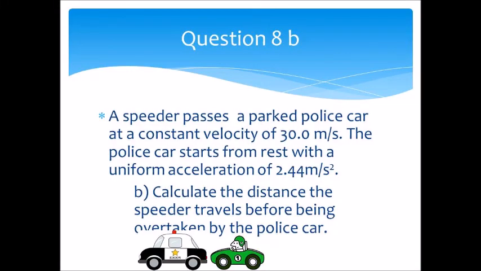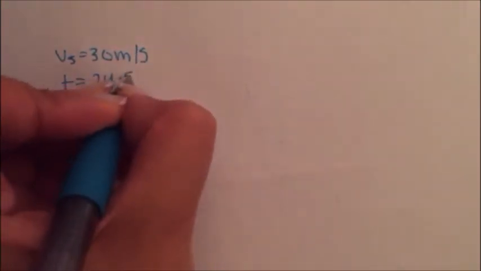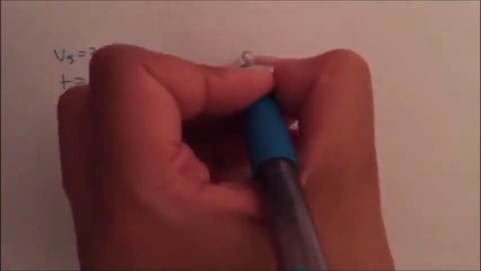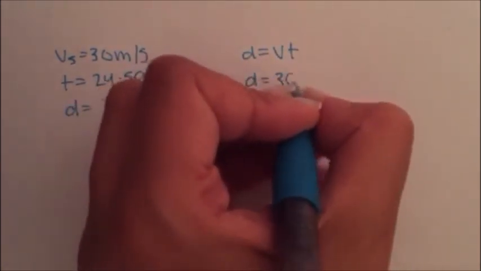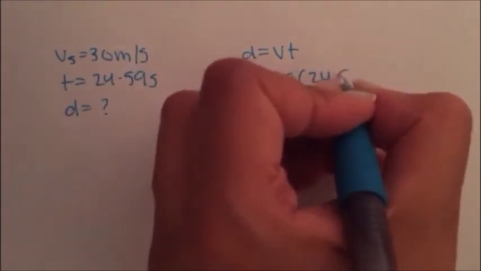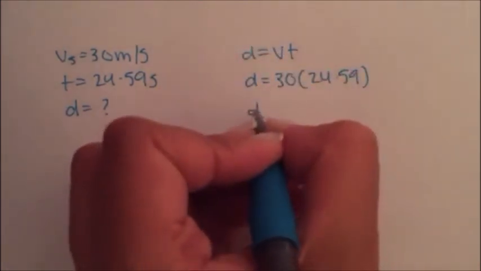Part B. Calculate the distance a speeder travels before being overtaken by the police car. Just remember again, the speeder is traveling at a constant velocity of 30 meters per second, and we established in the previous question that the time was 24.59 seconds, and we're trying to solve for the distance. So for constant motion, our equation is distance equals velocity times time. Distance is going to be 30 times 24.59, and our distance is going to be 737.7 meters.